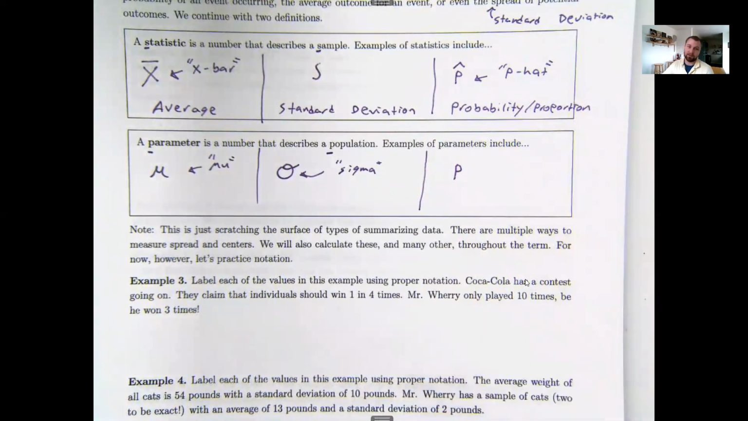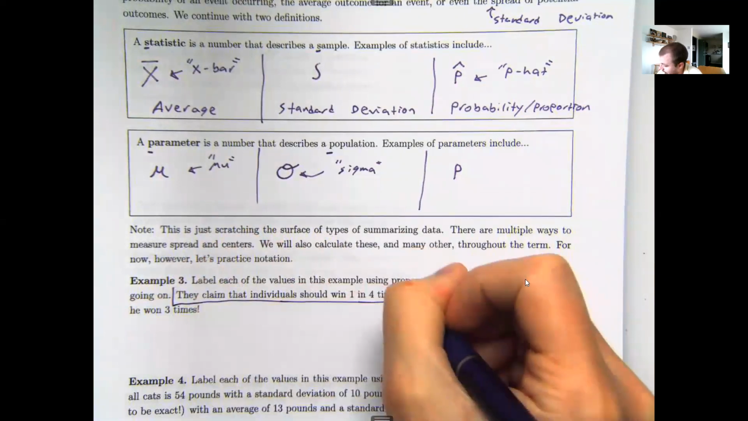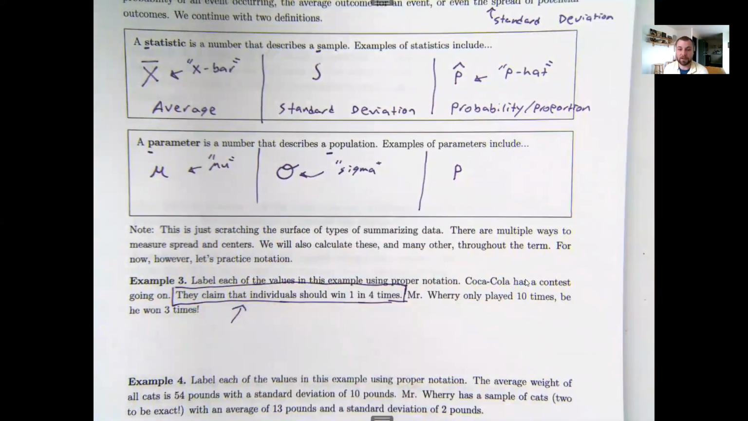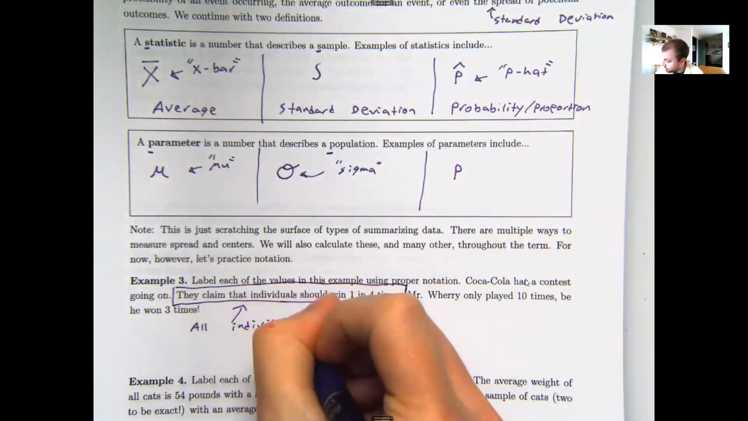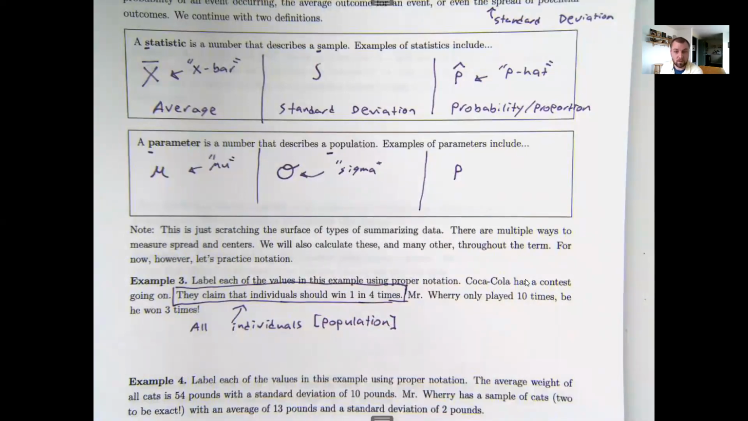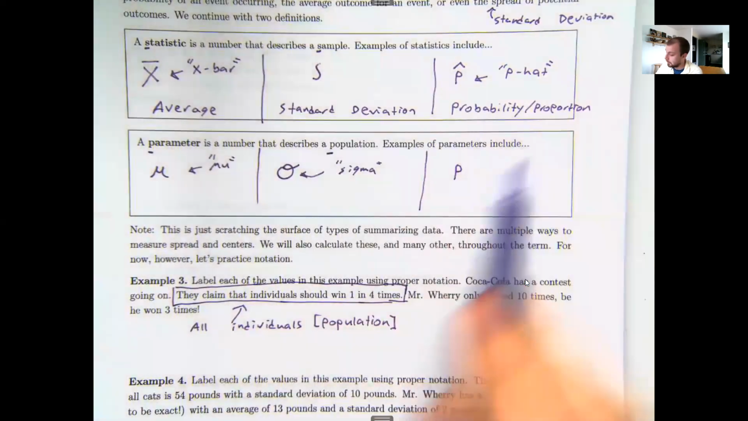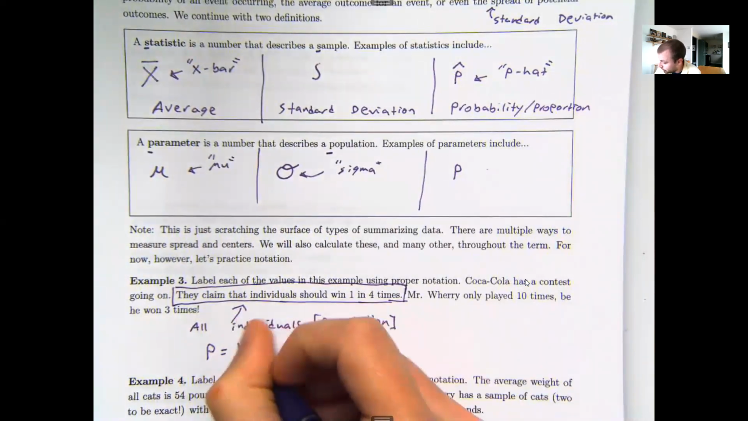Let's look at some examples where we're just labeling things with proper notation. So Coca-Cola has a contest going on. They claim that individuals should win 1 in 4 times. Now, this is for everyone. It's not like they call me up and say, John, here are your special individual odds of winning the game. This is for all individuals. And if this is for all individuals, then I'm dealing with a population. So I have a population. This isn't an average or a standard deviation. This is the proportion of people that win, 1 in 4. So my population probability, the symbol there is P equals 1/4 of the time.